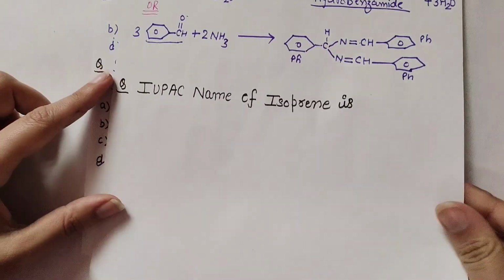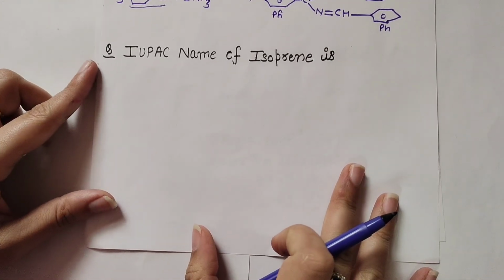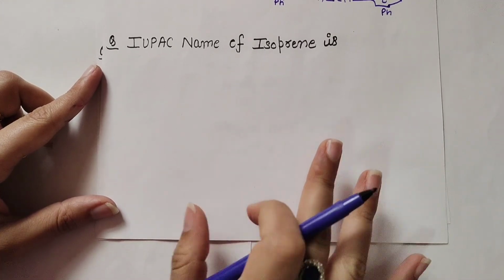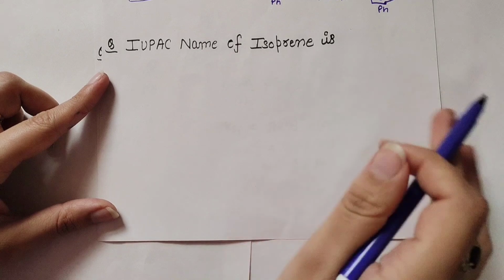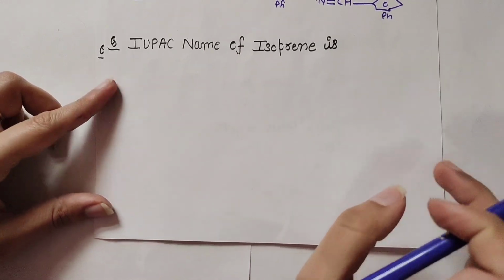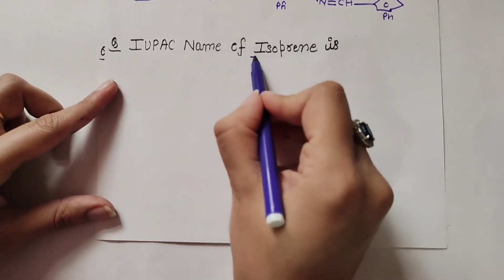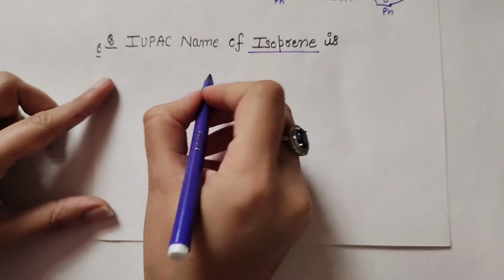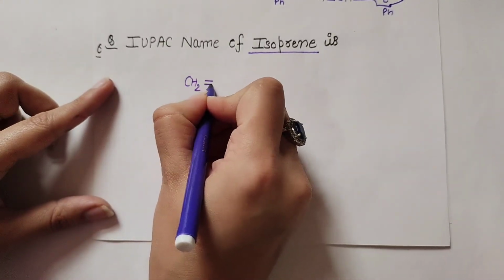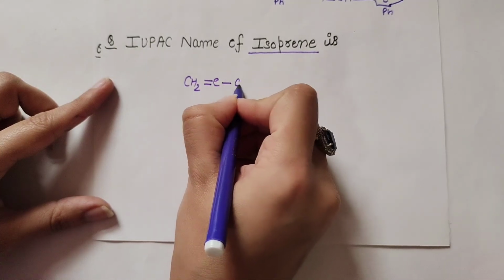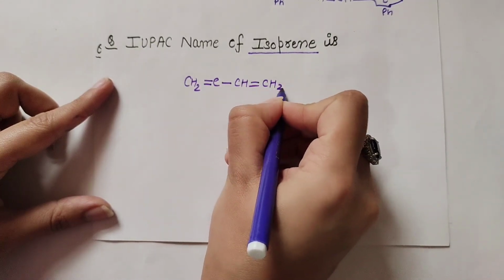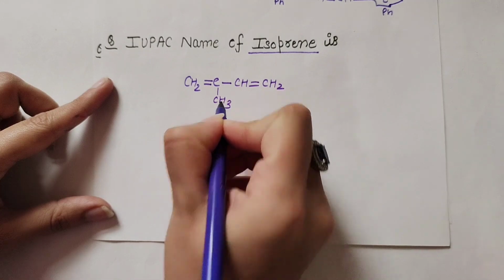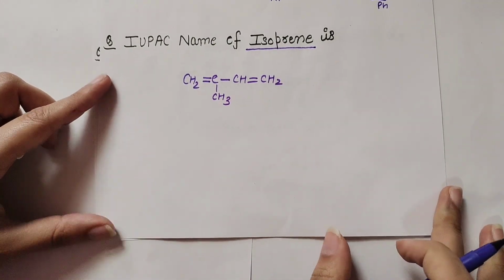Now we have another question. We have to find the IUPAC name of isoprene. Now you should know the chemical formula of isoprene, that you should very much surely know. Its chemical formula is CH2 double bond C, with a methyl group over here, bond CH double bond CH2. Okay, and this is the chemical formula of isoprene.